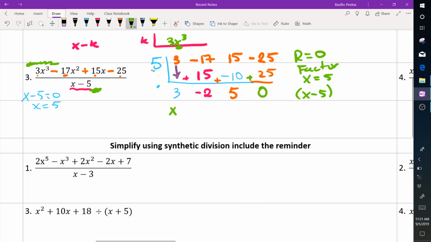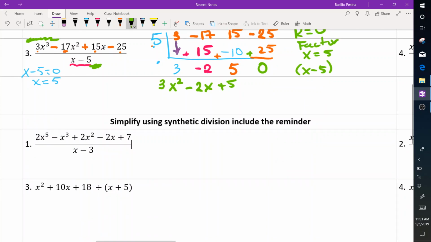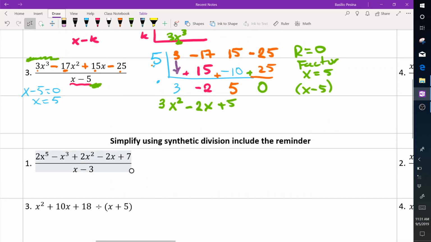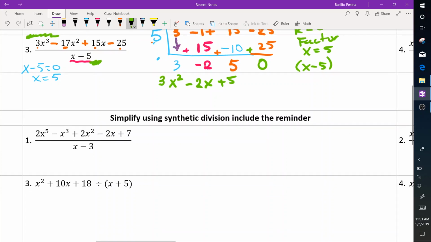Now it is x squared. And you just add the coefficients. 3x squared minus 2x plus 5. Okay. And we can do a little bit more synthetic division, but we'd have to find the possible zeros, which leads on to today's lesson of Thursday.